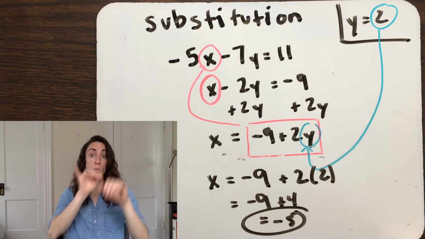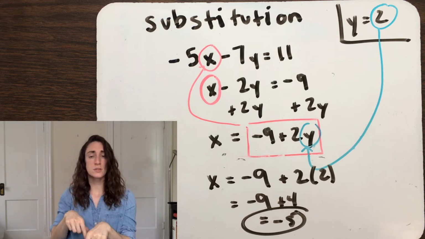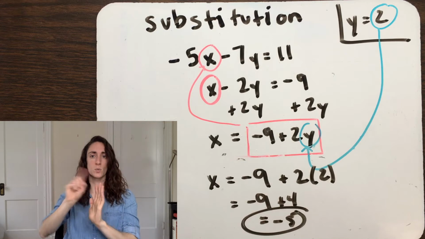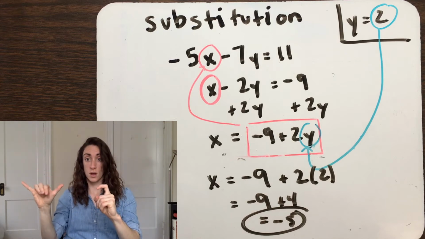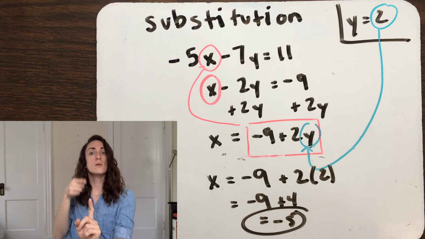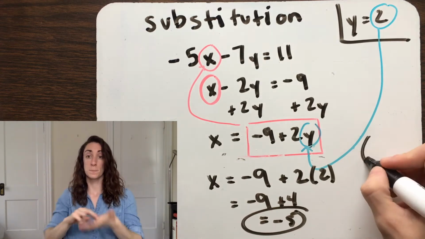Now we found x equals negative 5, so we've solved for x, we've solved for y. How do we write that answer? Remember that the solution of a system of linear equations is the point where they intersect. So we're going to write this x and y as a point. In other words, parentheses, x, comma, y. So negative 5, comma 2.